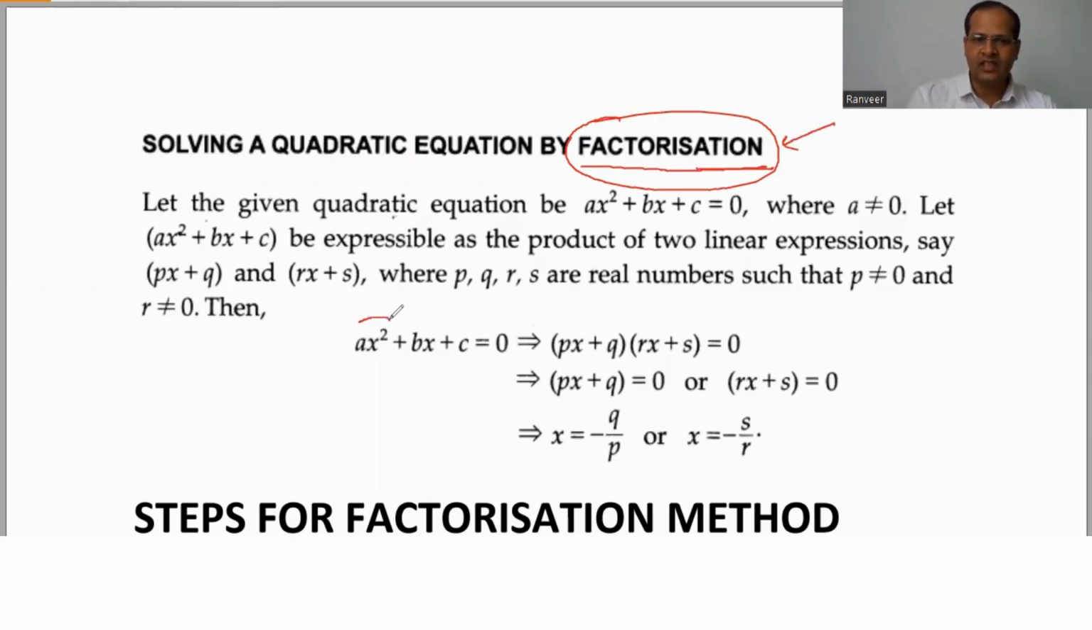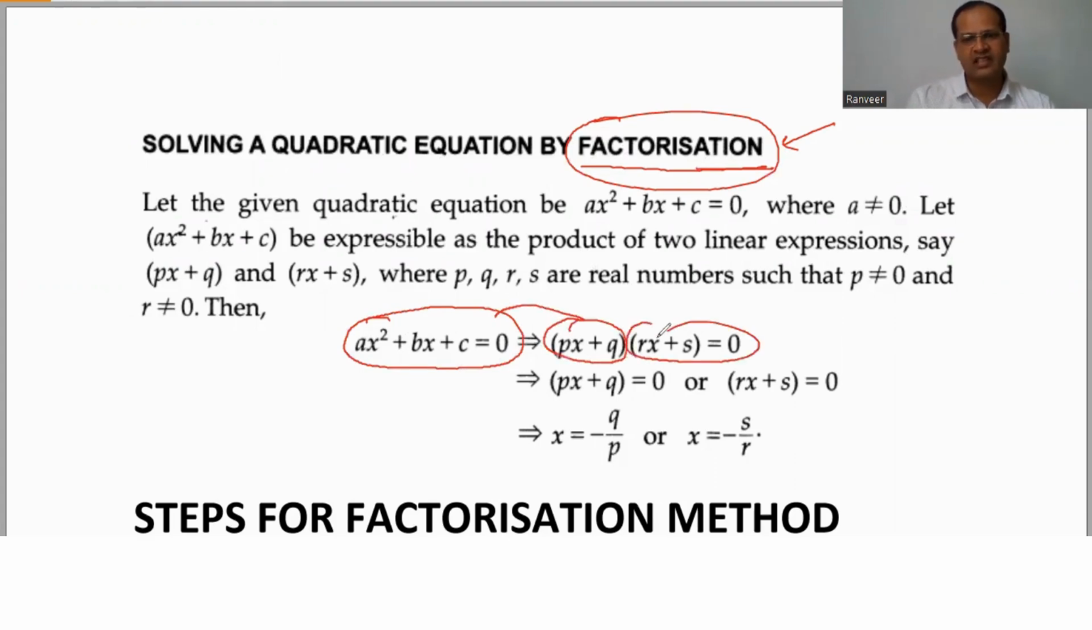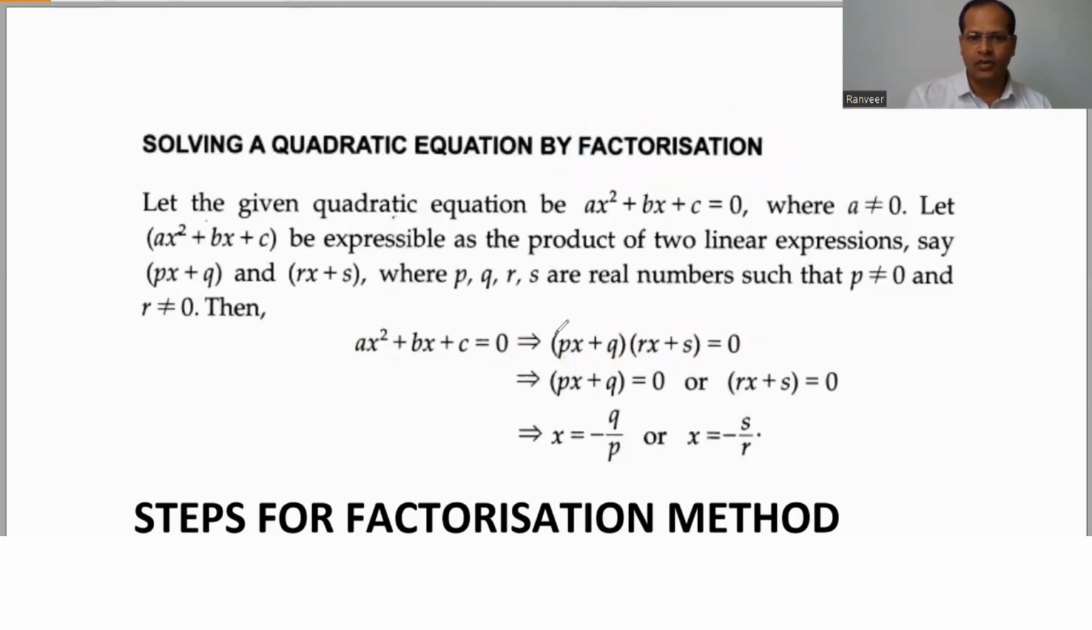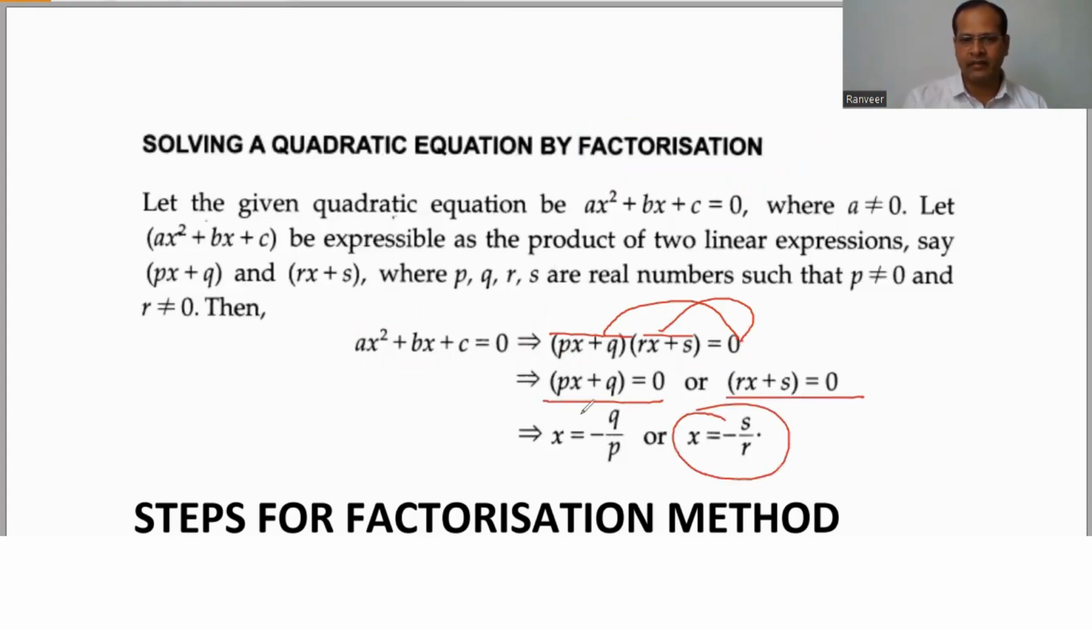Now in a quadratic equation, just remember, factorization means we have to convert this quadratic equation into a product of two linear factors. This is the simplest meaning of factorization. Whenever we do factorization, we are converting the higher power to the lower power. This is the important thing. Then we equate px plus q equal to 0 and rx plus s equal to 0, and we will get the value of x. So we will get two values. We are going to see a step by step process.